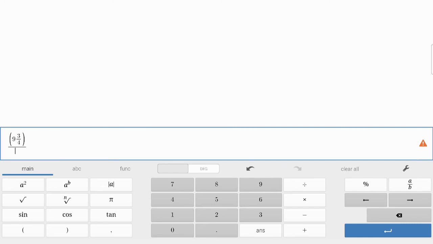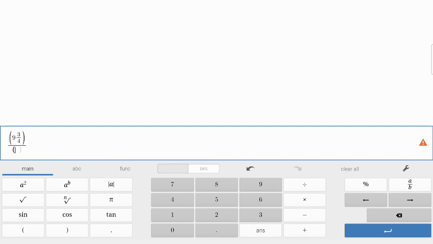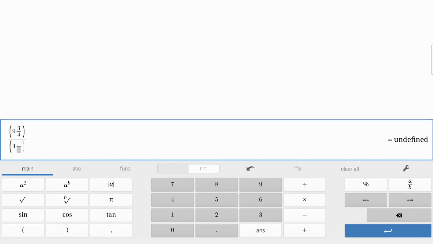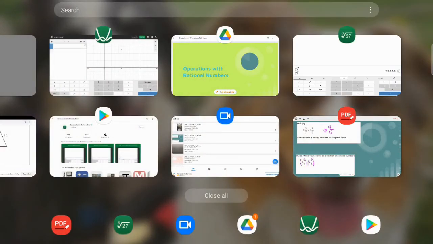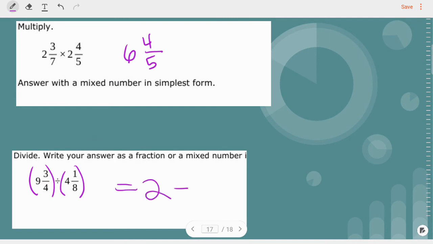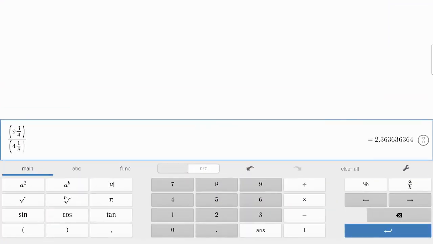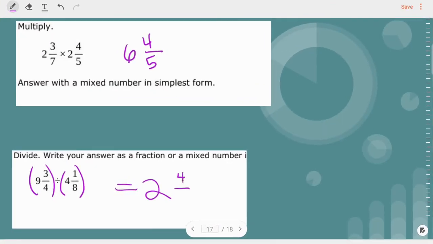And we're going to divide our other fraction, which was 4 and 1/8. And there's my answer, 2.3636. So I'm going to come over here, and my whole number is 2. I'm going to write a fraction bar. So I'm going to subtract 2. There's my 36363. I'm going to click the fraction button, and I have 4/11 as my fraction. So there's my mixed number.